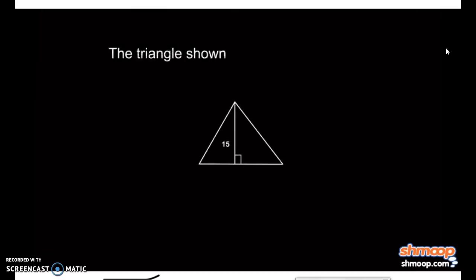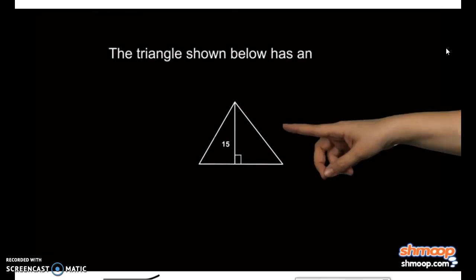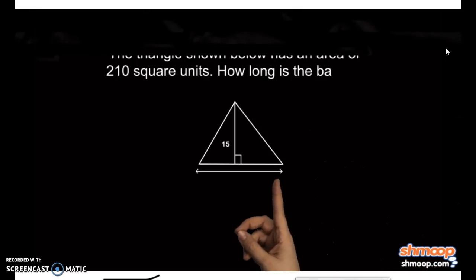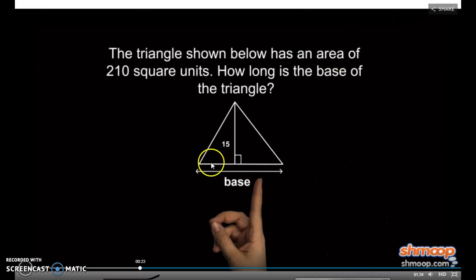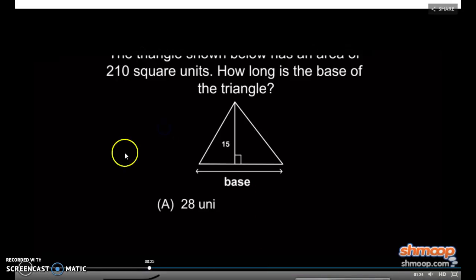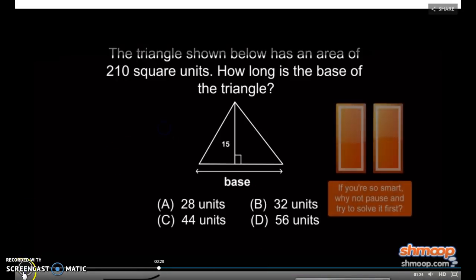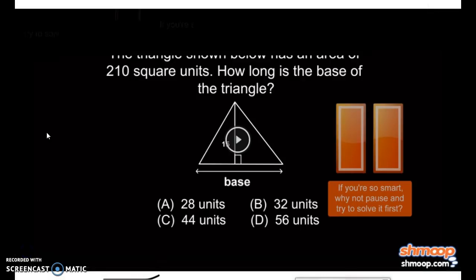Alright, the triangle shown below, right here, has an area of 210 square units. How long is the base of the triangle? Height is 15 centimeters, right? And here's potential answers. Okay, so we usually do the base times the height, but we don't have the base in this problem. We've got to figure out what it is. We have our height, which is 15 centimeters, and we have our square units, which is 210. So divide and see if you get the correct answer.